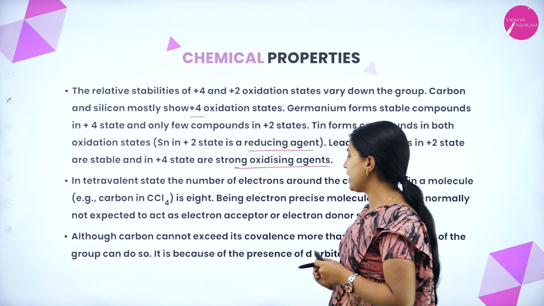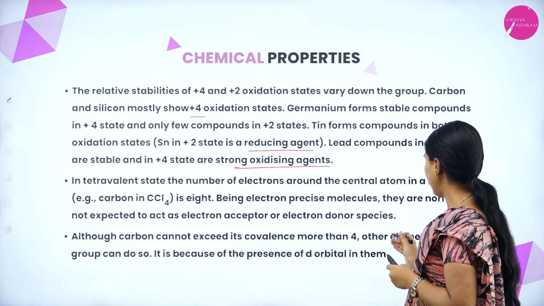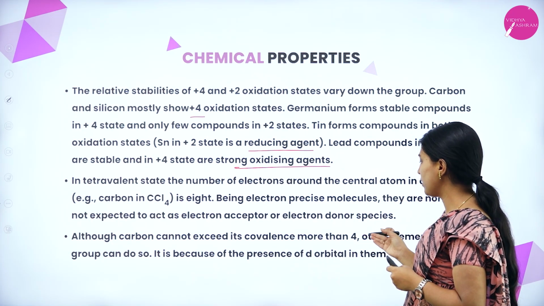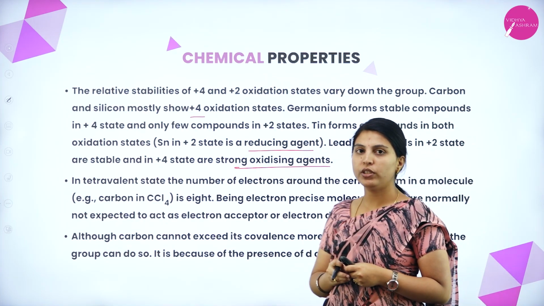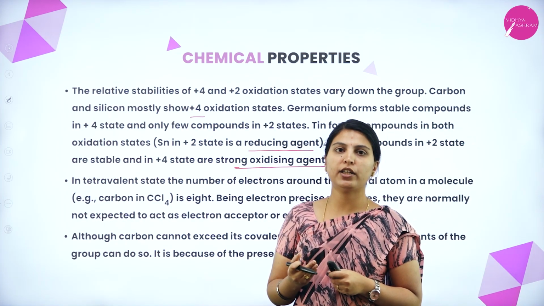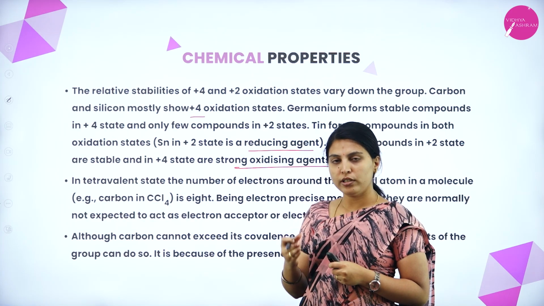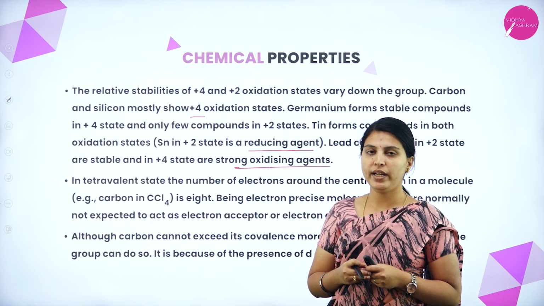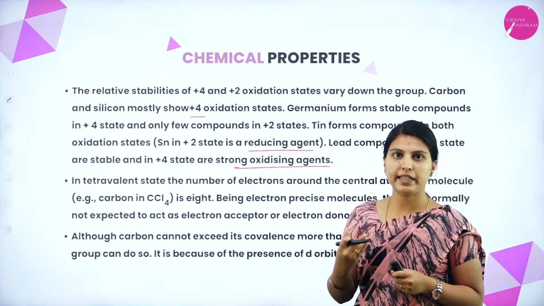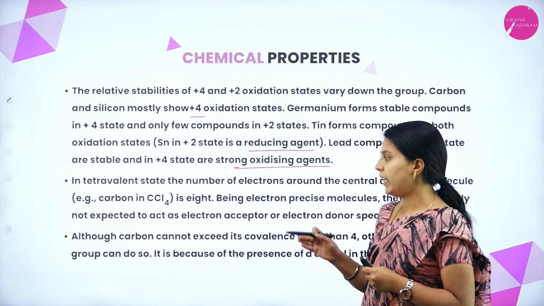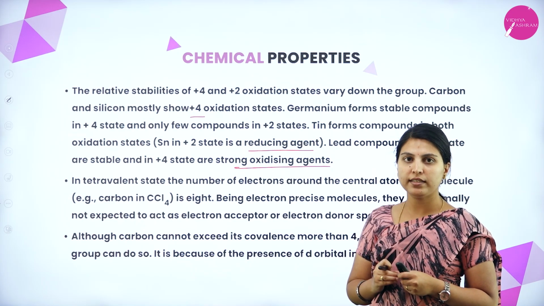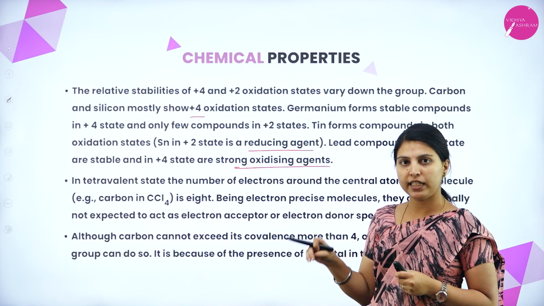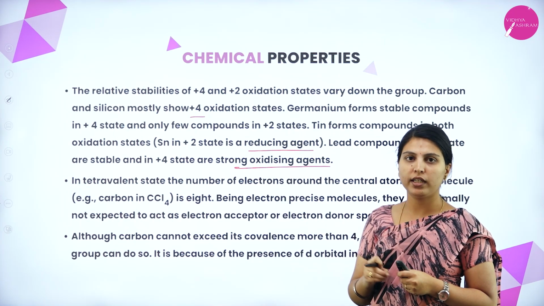Although carbon cannot exceed its covalence of 4, other elements of the group can do so. It is because of the presence of d orbitals in them. We know that carbon cannot exceed 4 electrons in its valence shell. Although the elements are in the same group, the others will exceed because they have heavier atomic numbers and there is an influence of d orbitals. So, more than 4 electrons can be expected in other elements of group 14 but not in carbon.